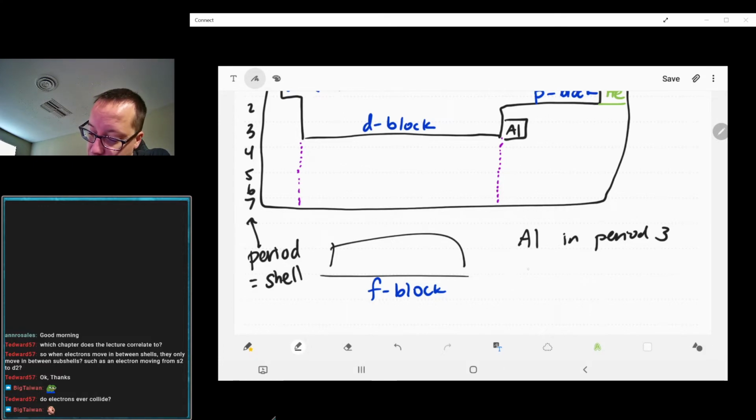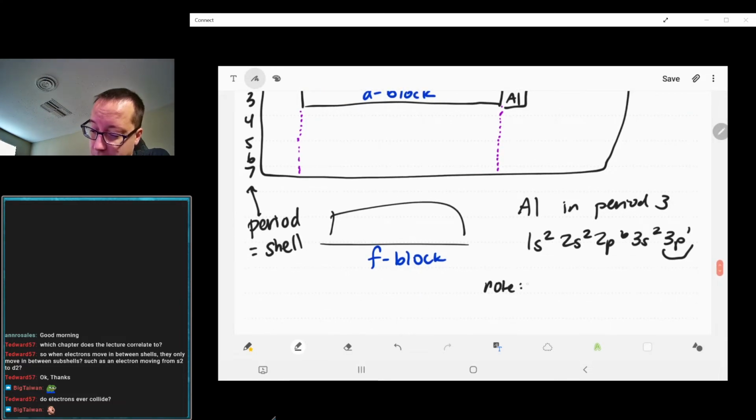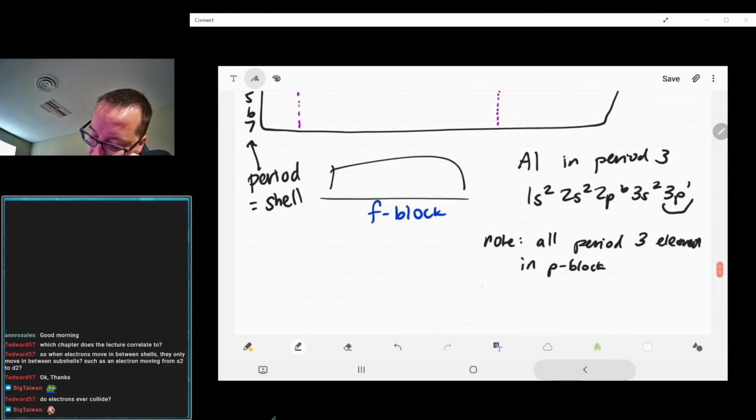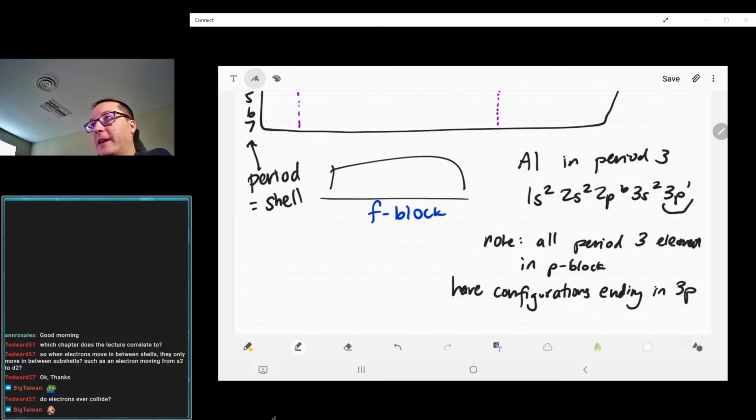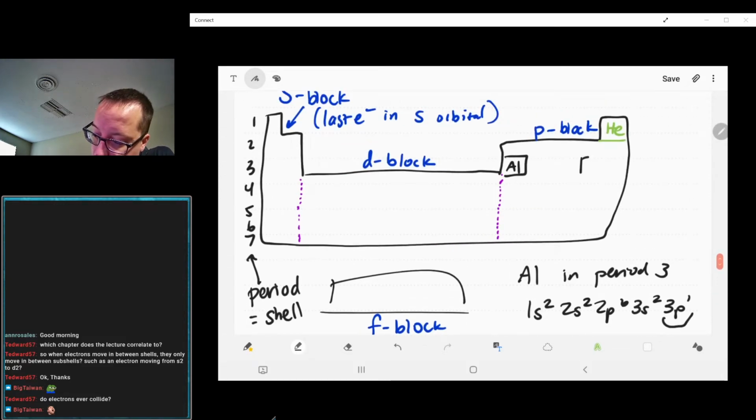If you look at its electron configuration, we just did this a second ago. This was what it was. Notice aluminum in the p block has a p as its last electron. And notice it's also in period 3. So note, for example, all period 3 elements in the p block have configurations ending in 3p. Amazing. Notice we had chlorine there, and we saw that it ends in 3p5.